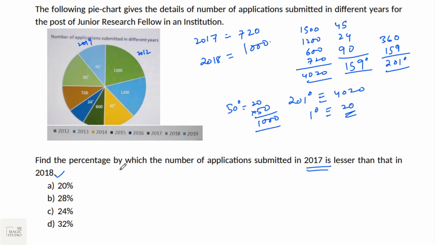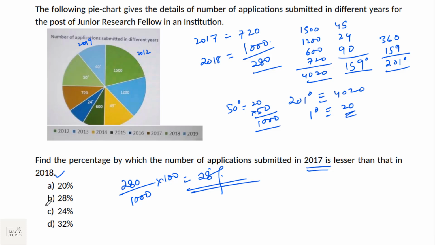Fair enough. Now what is asked? Find the percentage by which the number of applications submitted in 2017 is less than 2018. Difference is 280. It is compared with 2018 data, that is 1000. So the answer is 28%. Option B is the pick.